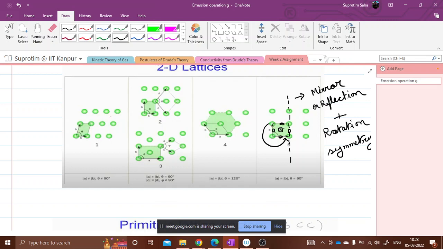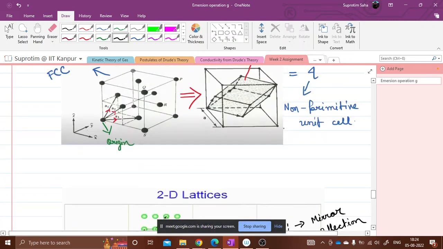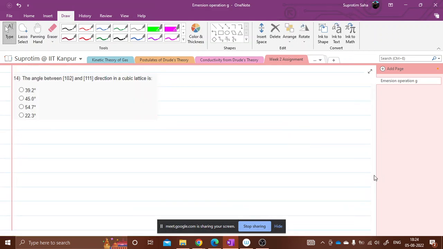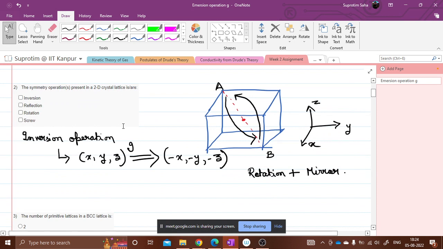And that's why we say that the inversion symmetry is present only for a 3D lattice. So by convention, the answer to that will be that reflection is possible. As we saw, we can put a mirror plane and have a reflection of the other part. So reflection is possible, and rotation, screw, and inversion are not possible for a 2D crystal lattice.